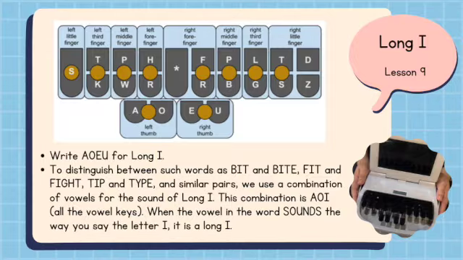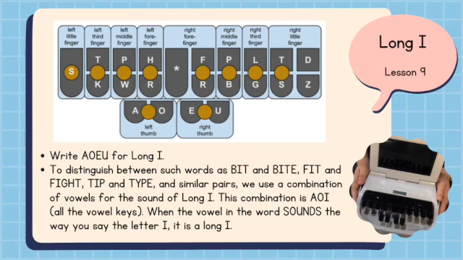And we're up to the last lesson, lesson 9, that's long I. So this will be the last lesson because lesson 10 is a review of all the lessons that we had from lessons 1 to 9. Okay, so for lesson 9, that's long I. So we write vowels A, O, E, and U for long I. So we will be using both our left and right thumb.